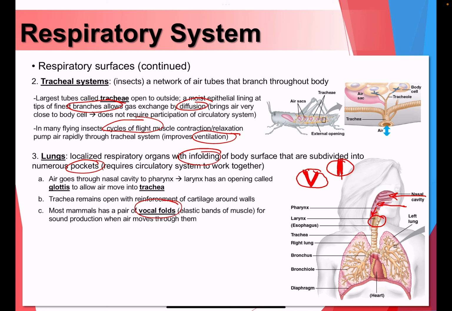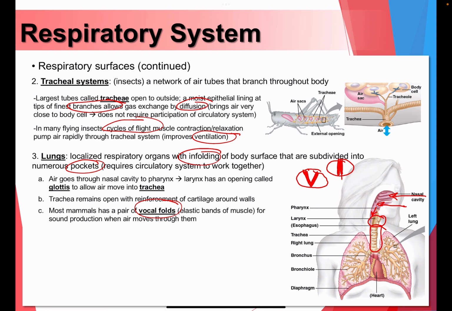So when air moves past those vocal cords, that elastic band of muscle that forms your vocal cords will vibrate. And when they vibrate, that's how sound is produced. Okay. So once it goes past the larynx, then you have the trachea portion of the respiratory system, which usually remains entirely open. It does not have anything else to open and close other than the glottis at the top within the larynx. Once it makes it past the larynx, then you have that open trachea.